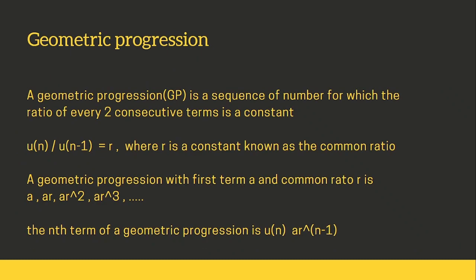Then now on to geometric progression. So a geometric progression is a sequence of numbers for which the ratio of every two consecutive terms is a constant. So what this means is that un divided by the term before it will lead to r, where r is a constant known as the common ratio.